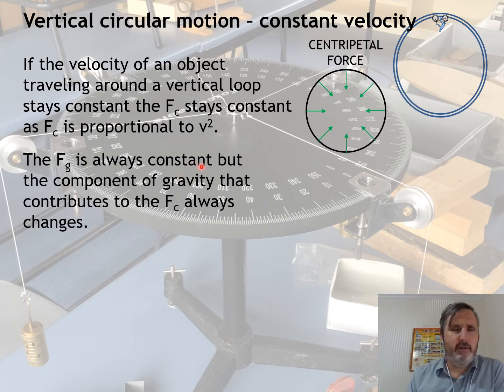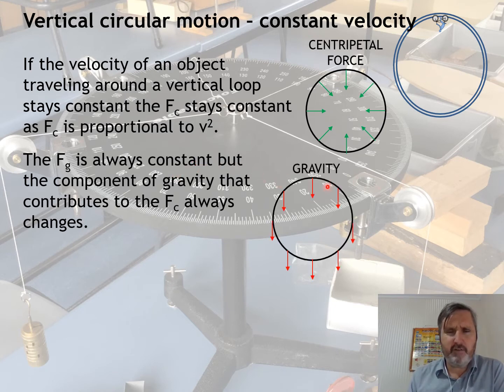Now, the force due to gravity is also constant throughout the journey, and it's always the mass times 9.81 directly downwards. However, only an aspect of the gravity force will contribute towards the centripetal force. This centripetal force is a force that is actually produced by other forces. And the two forces that would make this centripetal force are called gravity and a support force or a reaction force.